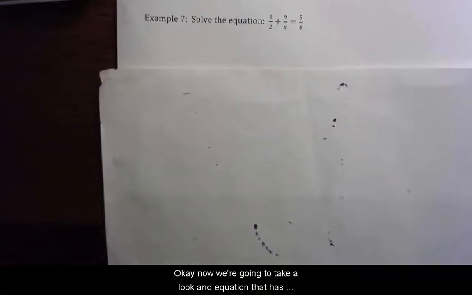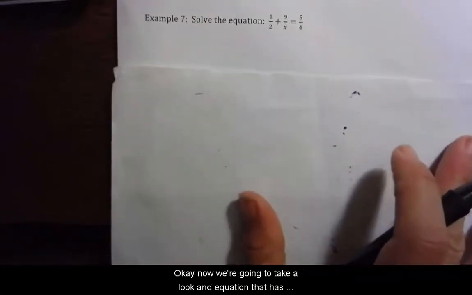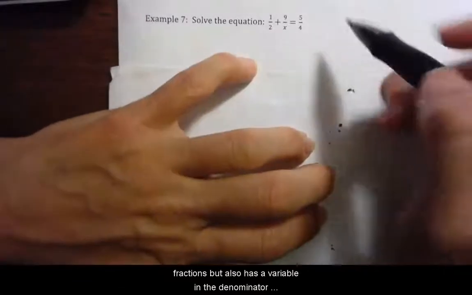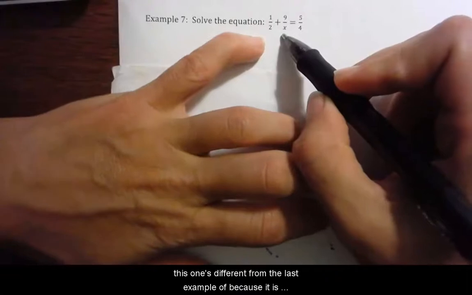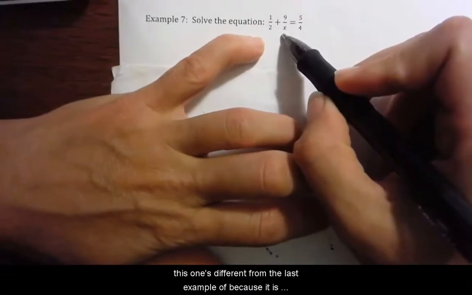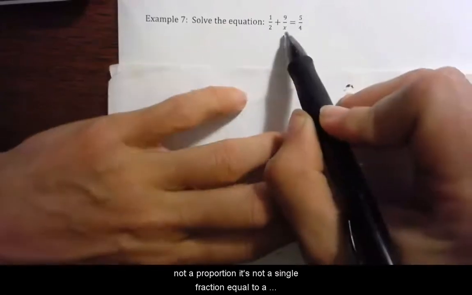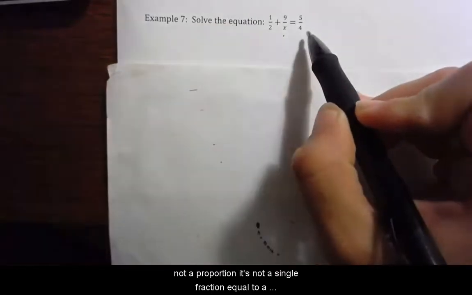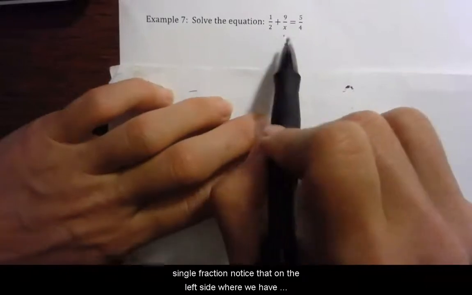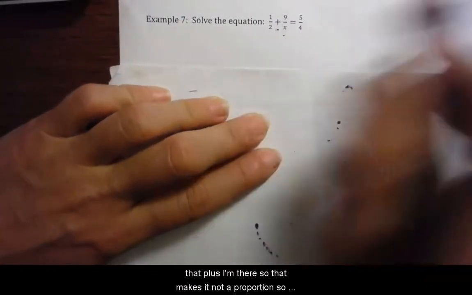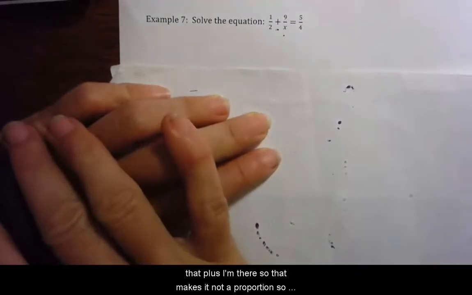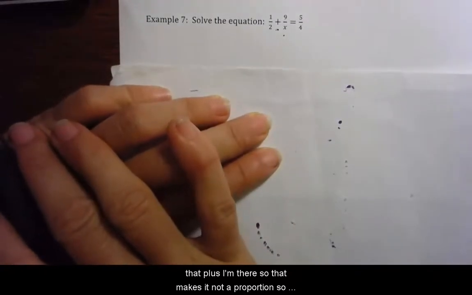Okay, now we're going to take a look at an equation that has fractions but also has a variable in the denominator. And this one's different from the last example because it is not a proportion. It's not a single fraction equal to a single fraction. Notice that on the left side where we have that plus sign there, that makes it not a proportion. So we need a different method.